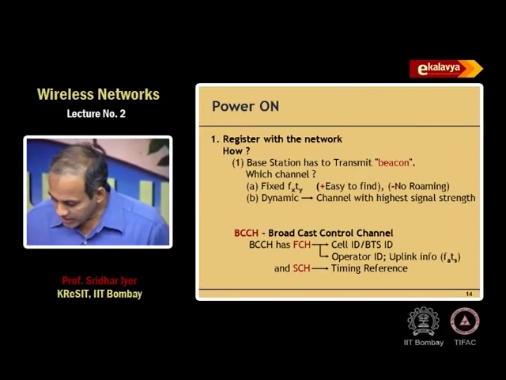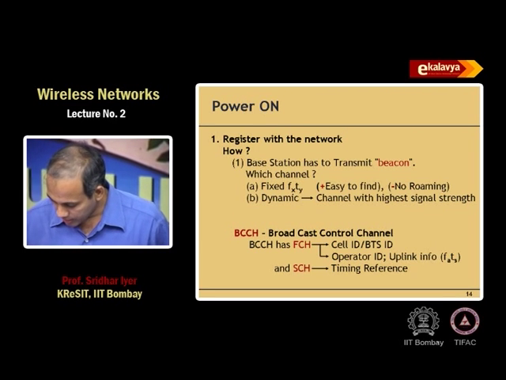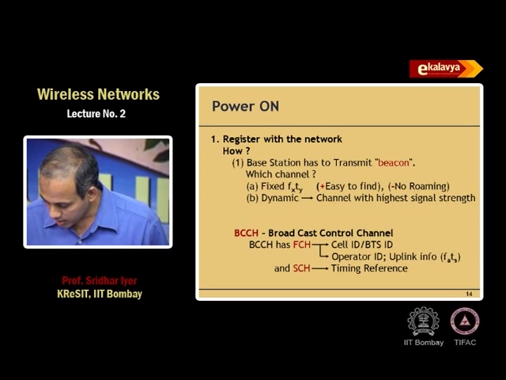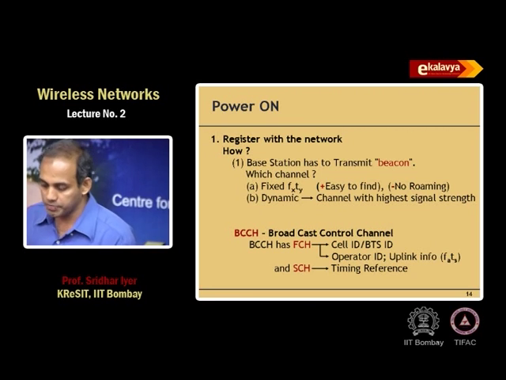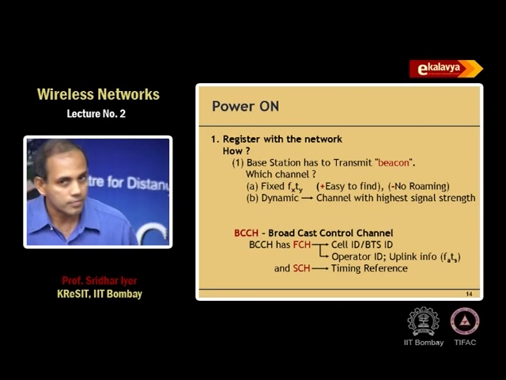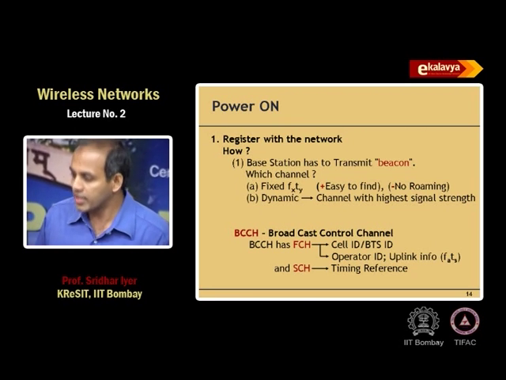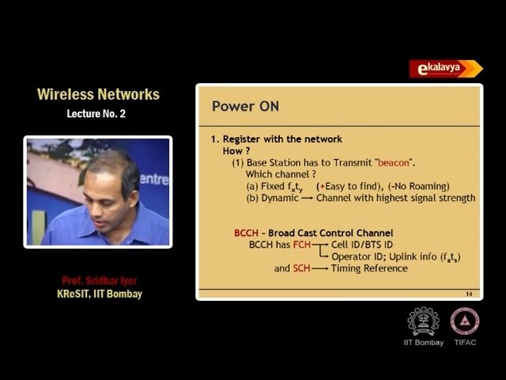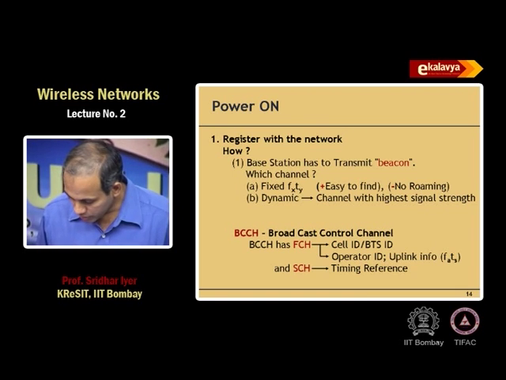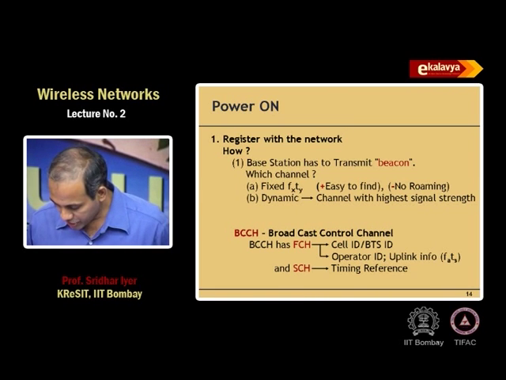Okay, so let's say we figured this out. This is called the broadcast control channel, BCCH. This is the most important control channel in your GSM system. What is the information that has to come on this channel? The information that comes on this channel is frequency correction.